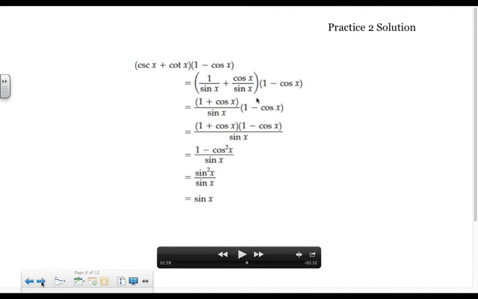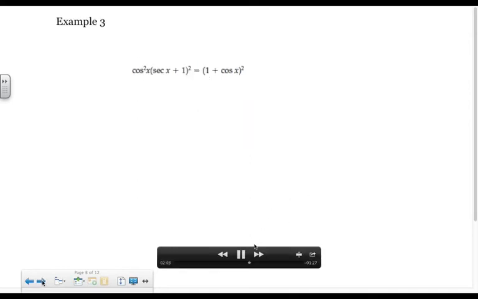Here's the solution. So cosecant of x plus cotangent of x times 1 minus cosine x. I changed these using the rules, 1 over sine x, cosine over sine. And then I simplified 1 plus cosine x over sine x. And then I brought this up on top of here. Because this is multiplication, this works just fine. And the difference of squares, 1 plus cosine x and 1 minus cosine x, is 1 minus cosine squared x. By using my Pythagorean identities, I know that that's sine squared x over sine x, which is the same thing as sine x.